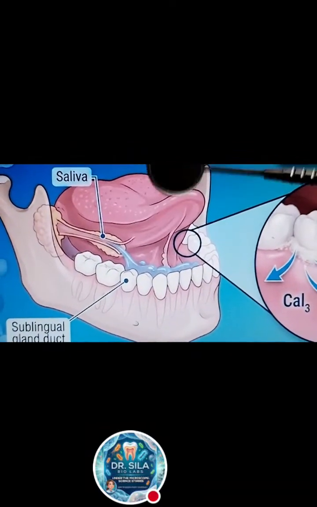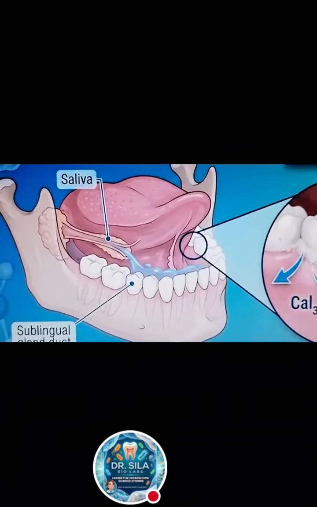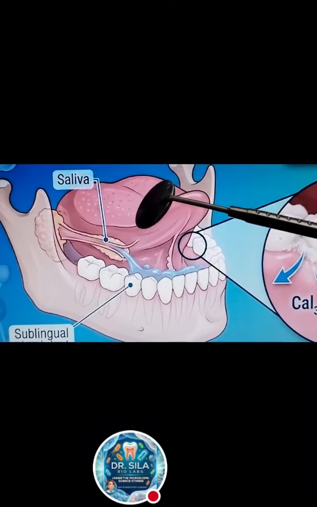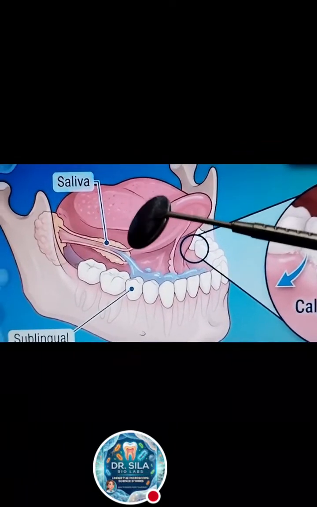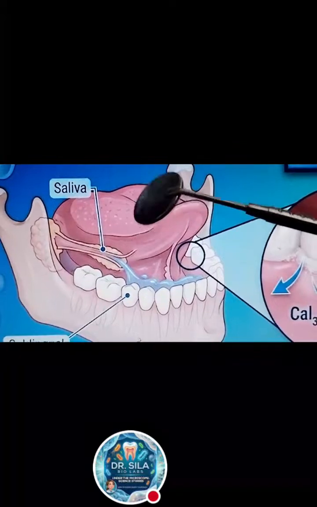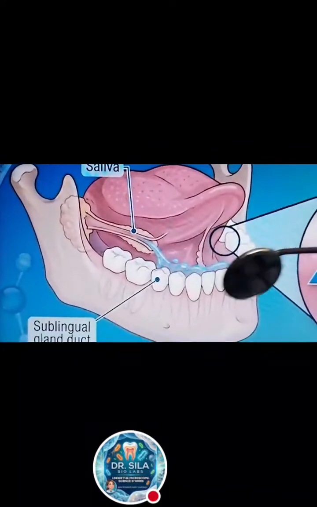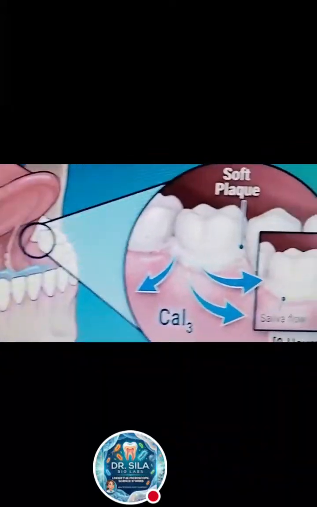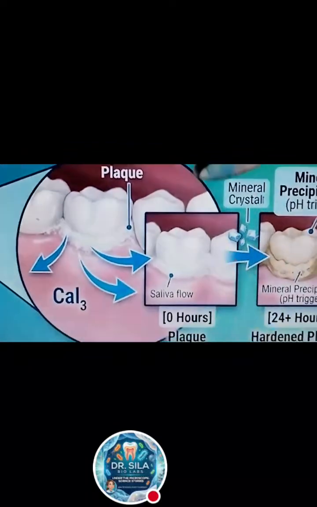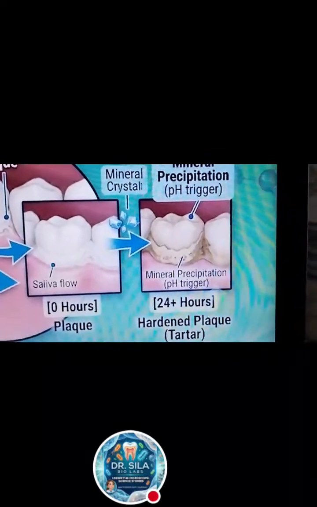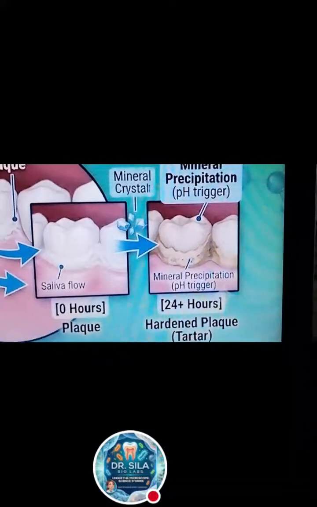Saliva is biologically supersaturated with calcium and phosphate ions, essential for enamel remineralization, which is good. But spontaneous plaque calcification is bad. Saliva exits the salivary gland ducts, soft plaque is formed, and then mineral precipitation hardens the plaque into tartar.